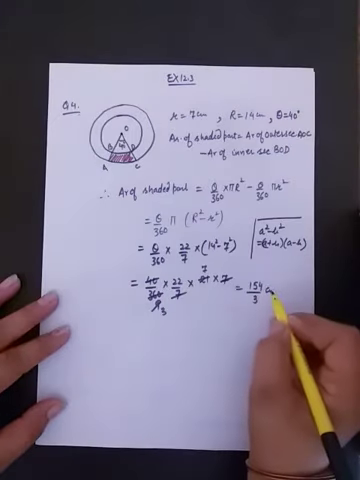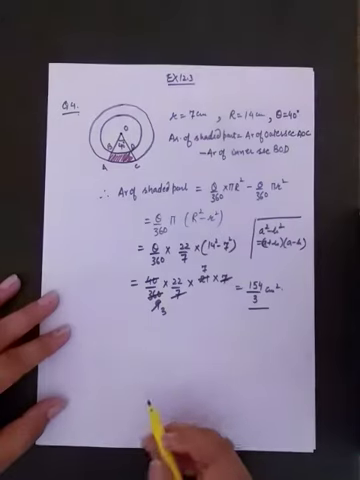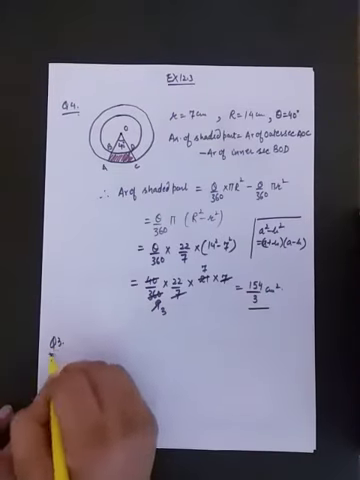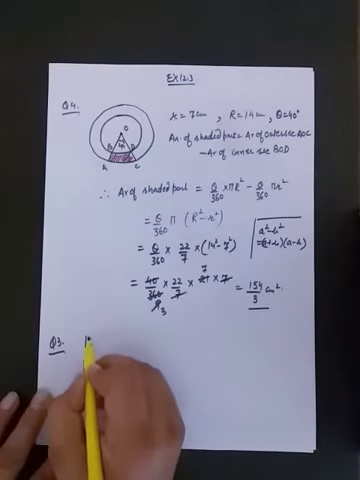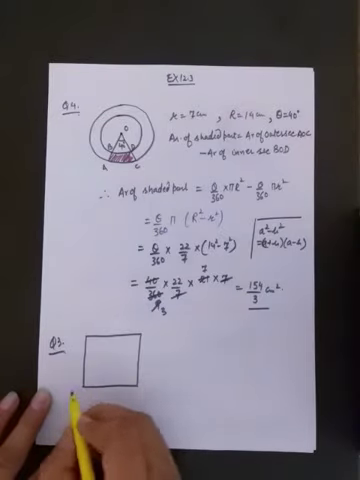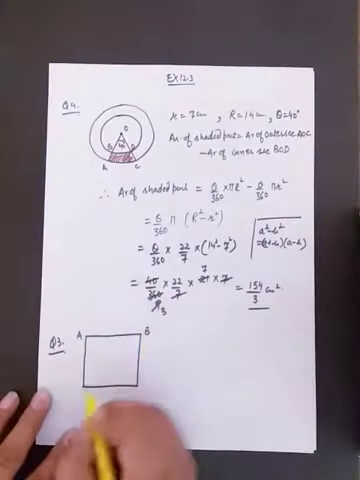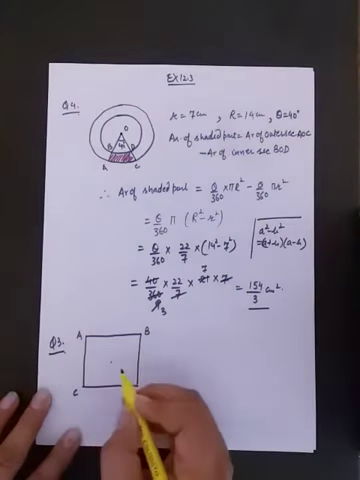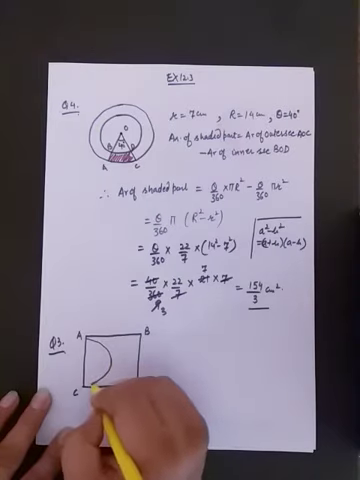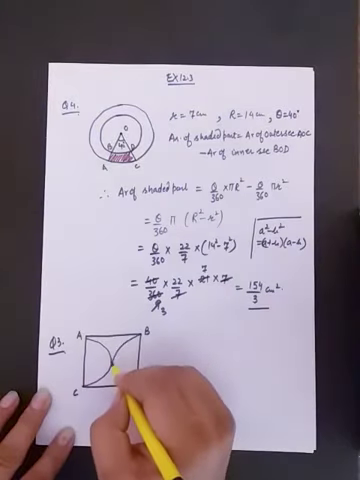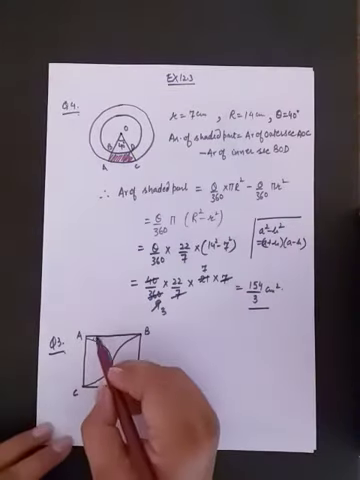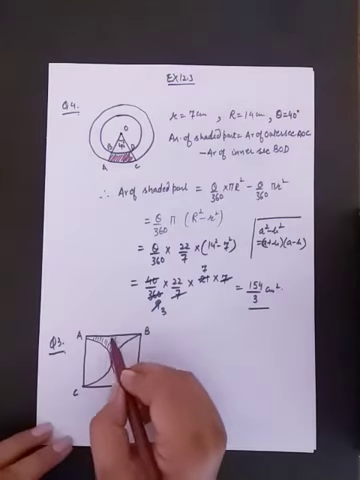154 by 3 centimeter square, and you can convert it into decimal to find the answer in decimal. Question number 3. Again the figure for question 3 is given. Here ABCD is a square and two semicircles are removed from this square, and this one part is shaded. Now we have to find the area of the shaded part.